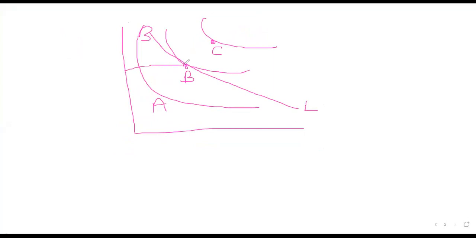So the point at which the budget line kisses the indifference curve is what we call the marginal rate of substitution. So the marginal rate of substitution is where the optimum bundle occurs.